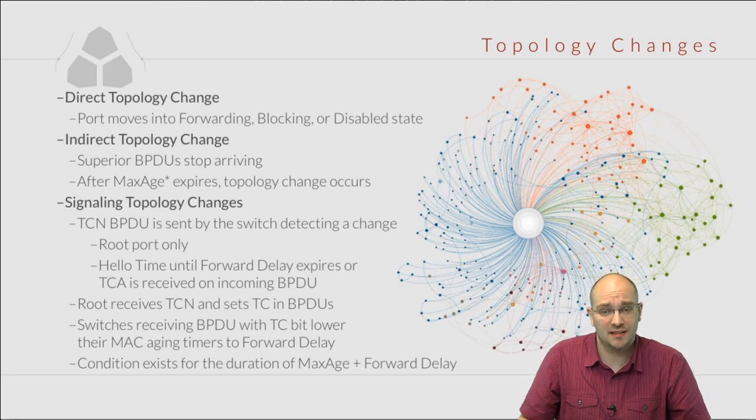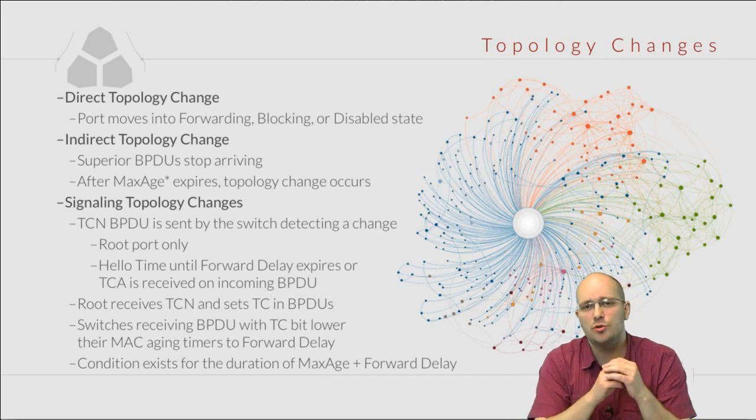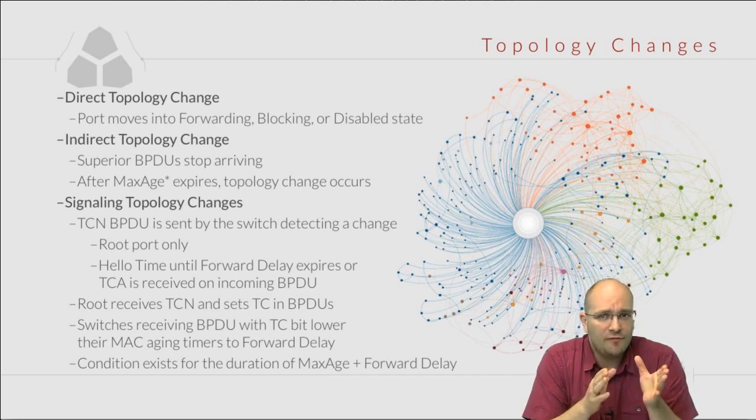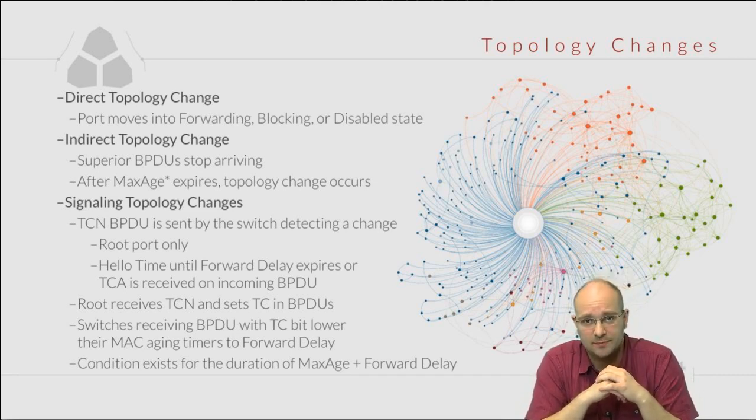These are going to be sent out of the root port every hello time for the duration of the forward delay time. Are you confused yet? Well, let me use the real numbers here. The default value for the hello time is 2 seconds. The default value for the forward delay is 15 seconds. When a switch experiences a topology change, it is going to be sending topology change notification BPDUs every 2 seconds for up to 15 seconds.